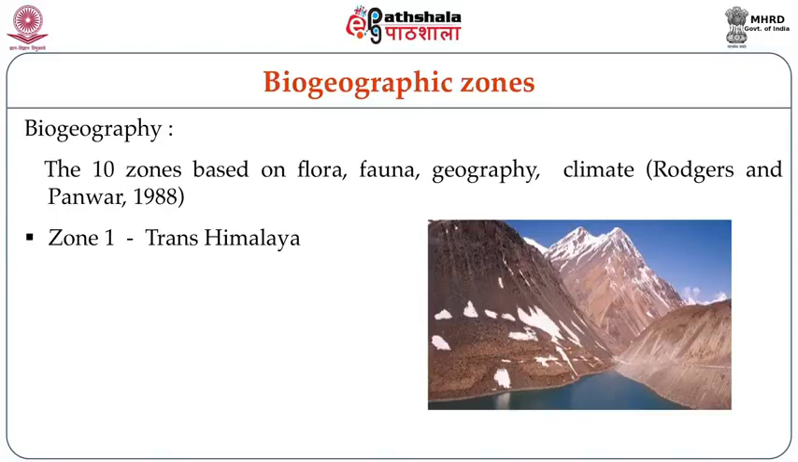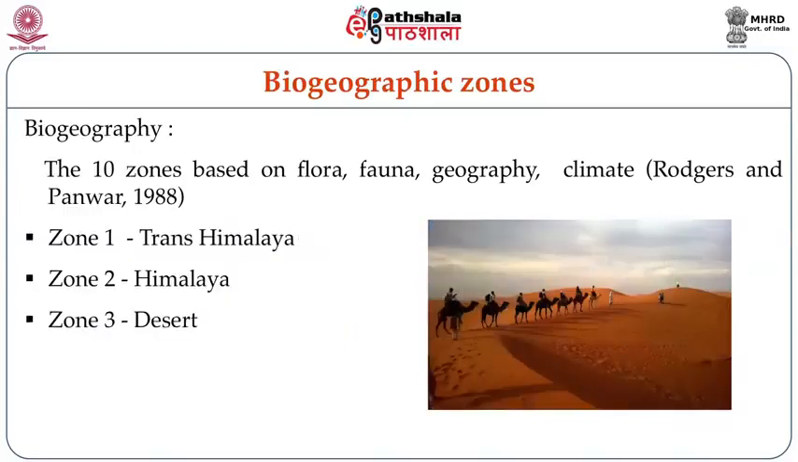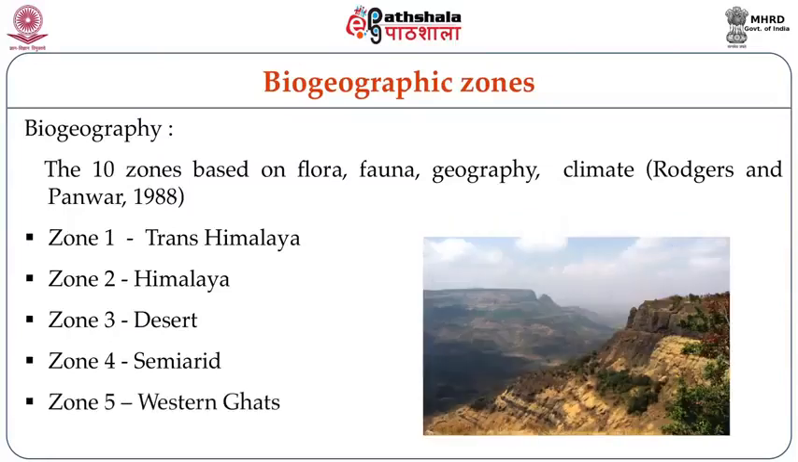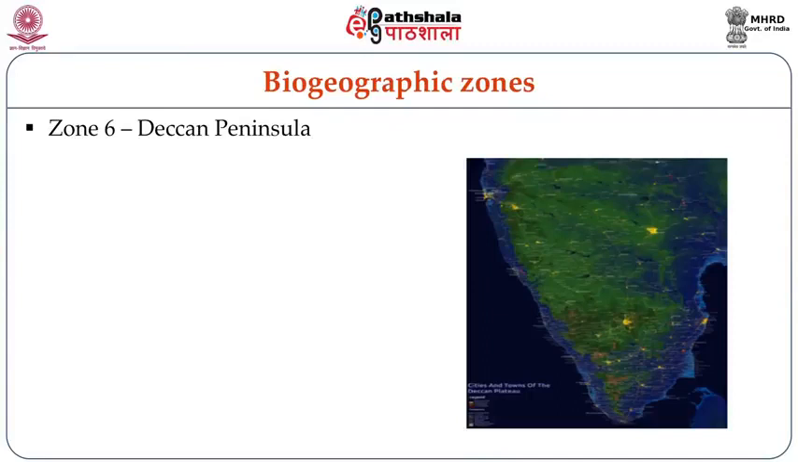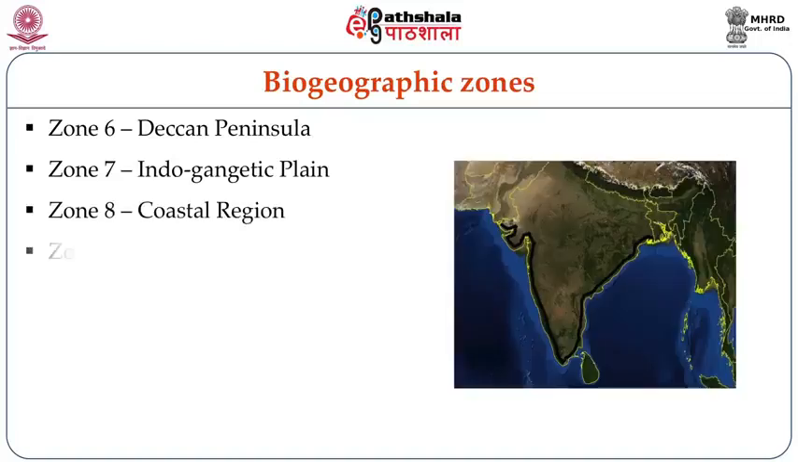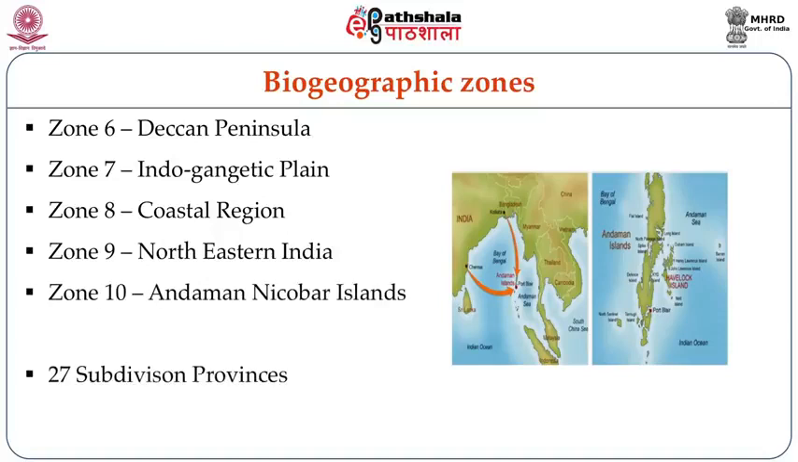Trans-Himalayas in Tibet. Then we have the whole Himalayan tract. We have the desert belt. We have semi-arid regions of India. And we have the biorich Western Ghats. The Deccan Peninsula, which is the largest zone in our country. We have the Indo-Gangetic Plains. We have coastal areas. And we have this very special northeastern states. And of course, the Andaman and Nicobar Islands. But these 10 zones have been divided further into 27 subzones or provinces.